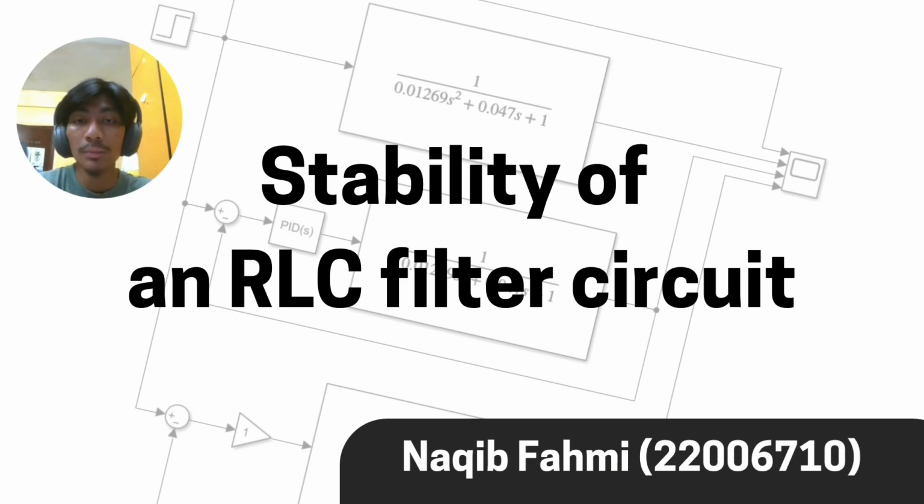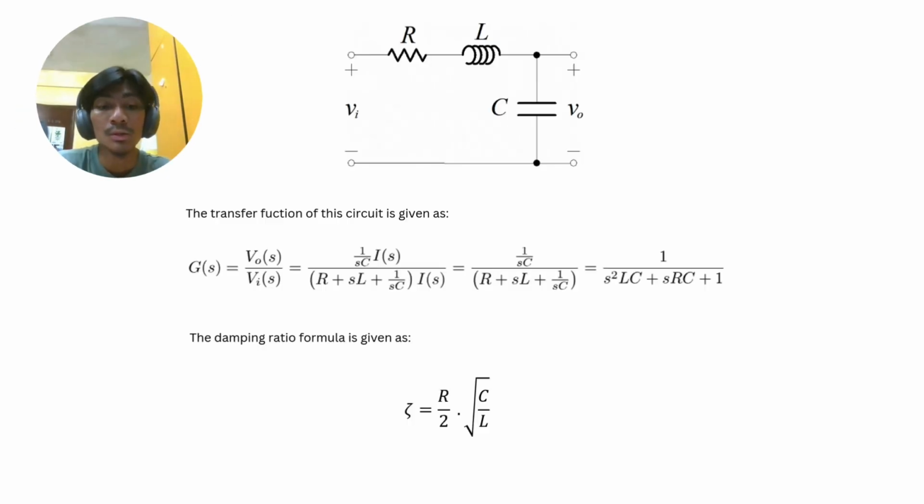My name is Nakib Fahmi, 22006710. For my part, I will be explaining about the stability of an RLC filter circuit. So this is the circuit diagram of our second order system, the RLC filter circuit, and the equation below shows the transfer function of the circuit, which is given as 1 over S square LC plus SRC plus 1.